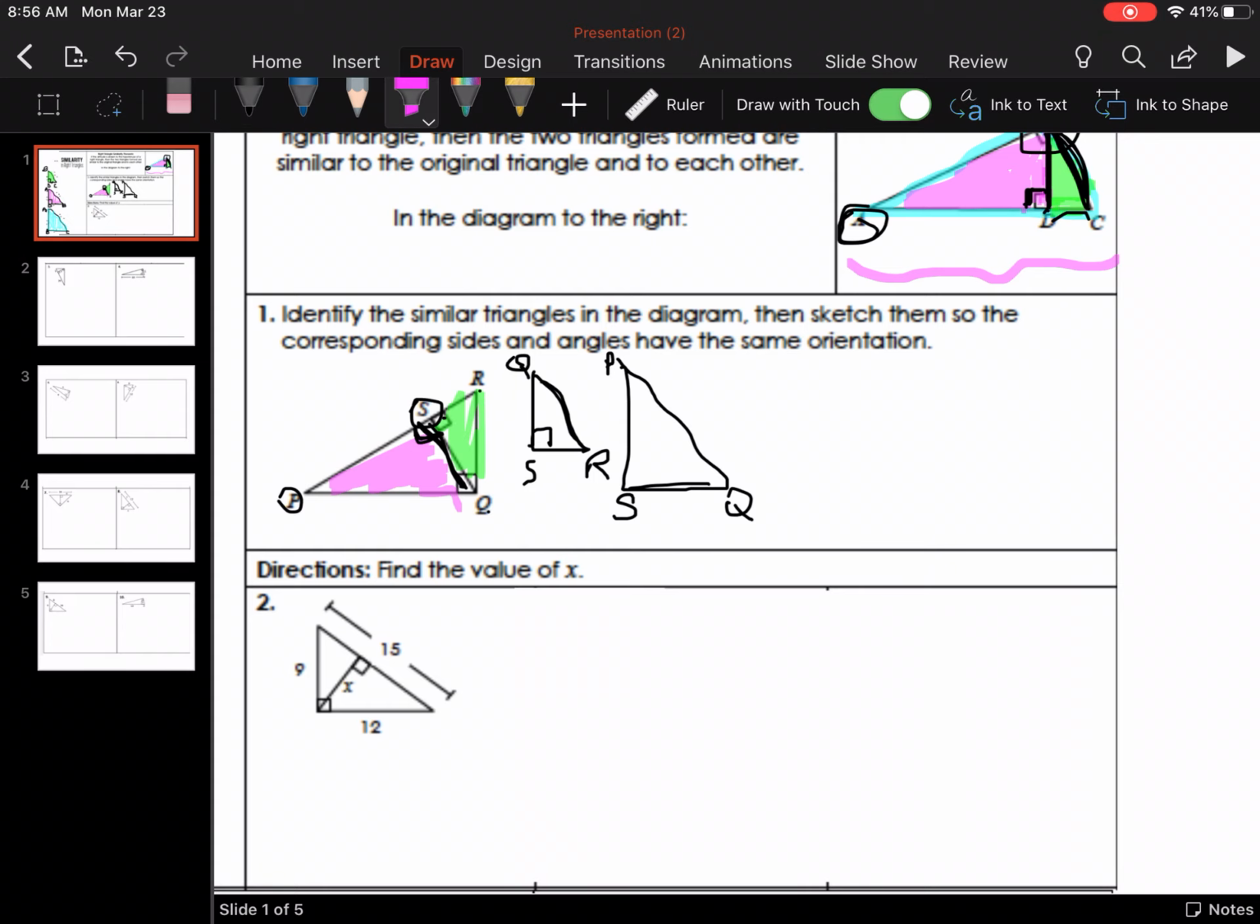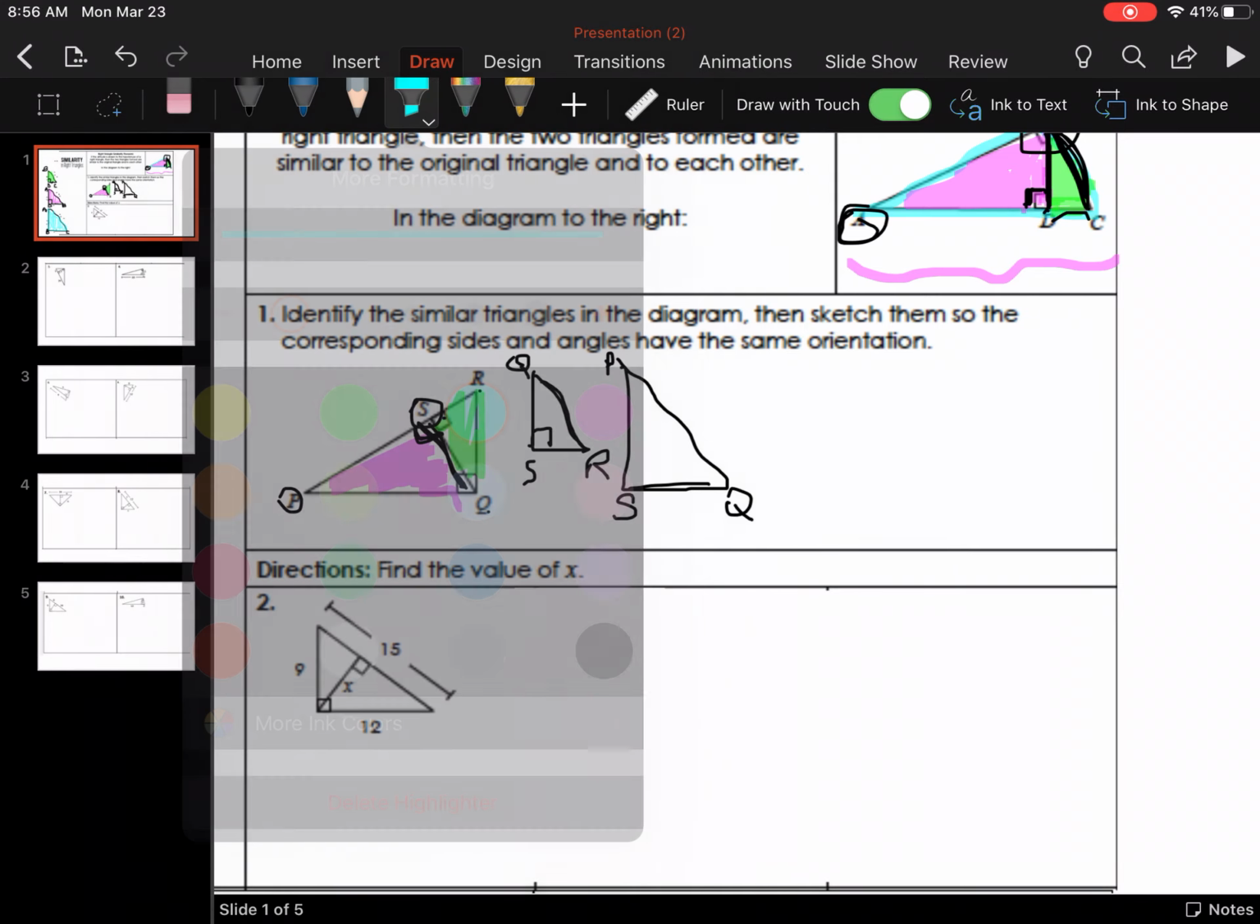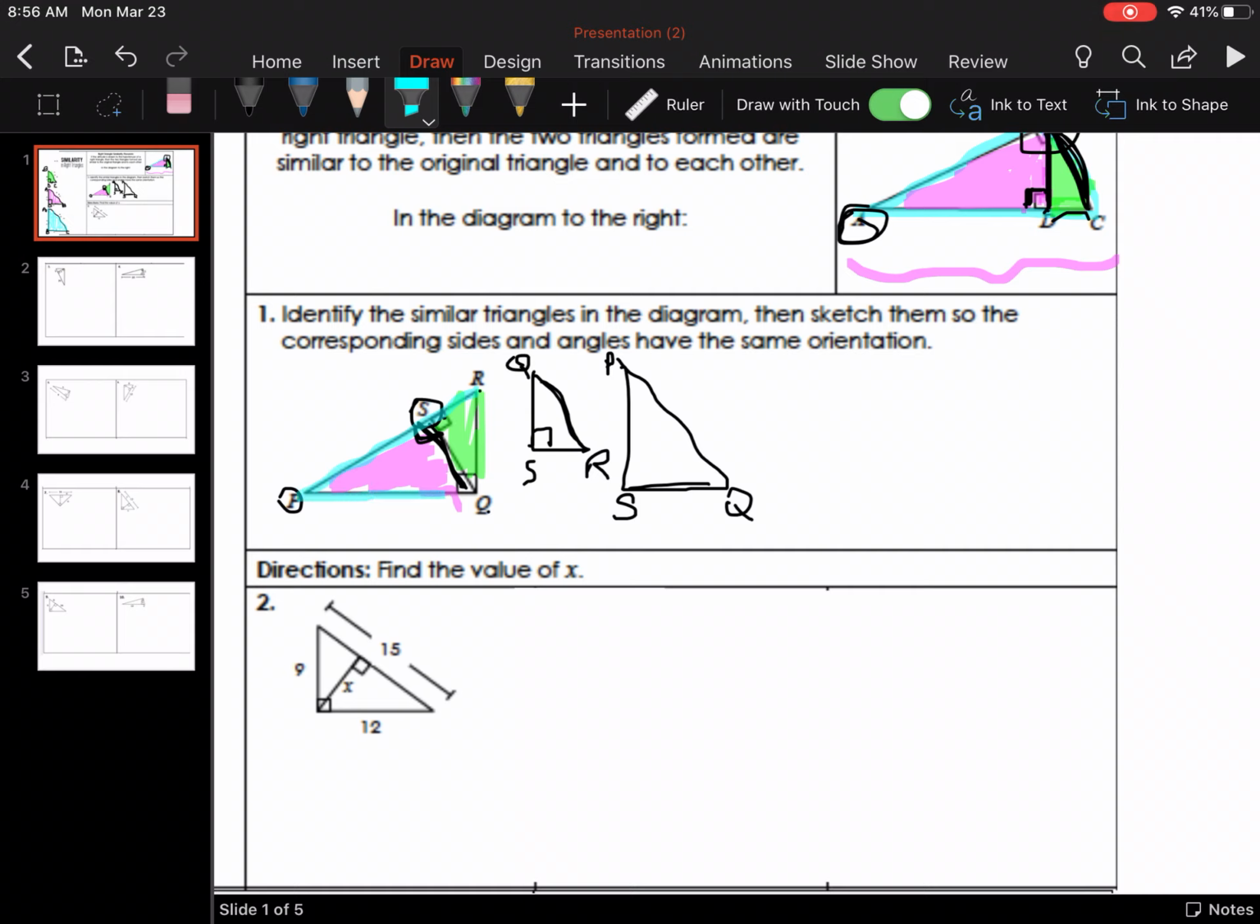And then last but not least, you have the big original right triangle before that altitude was drawn. So I'll draw that right here. Look for the right angle, Q. The little leg goes from Q to R. And then the hypotenuse is going to be RP. So now you have your 3 triangles. Okay, you have your 3 right triangles, and you can make your proportions from that.